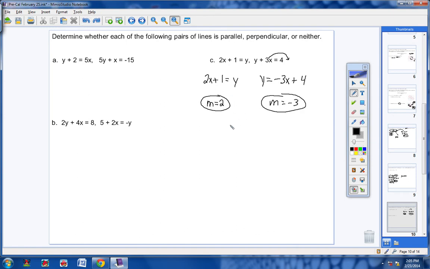So then I know for a fact that if you were to graph these two lines right here, they would be neither parallel, that's the symbol for parallel, or perpendicular, and that's the symbol for perpendicular. So those two lines would be neither one. Okay? All right, hope that helps. Let's continue on to another example.